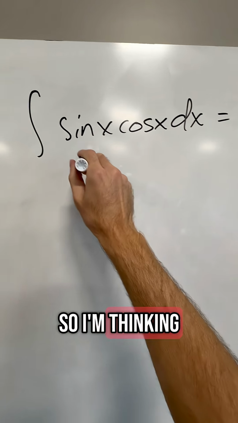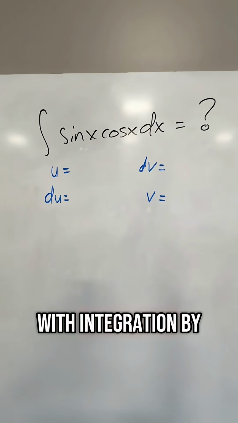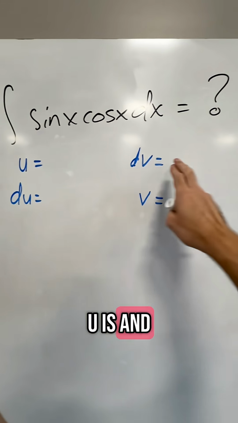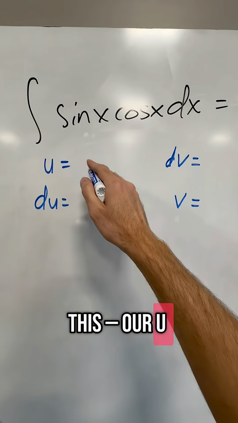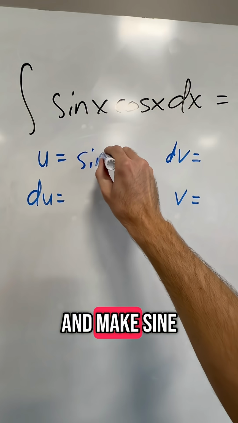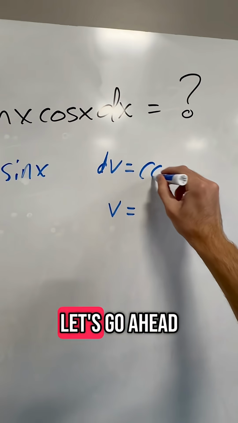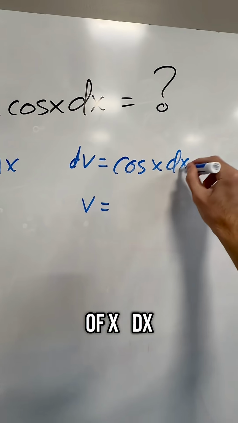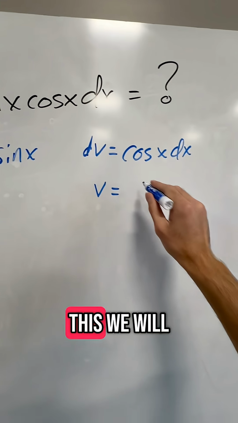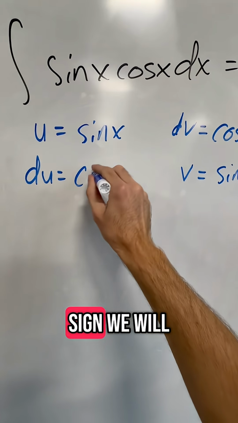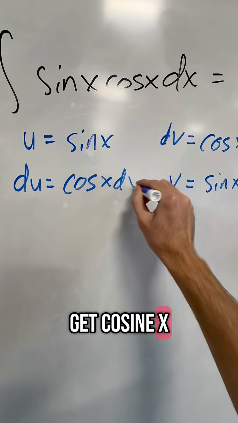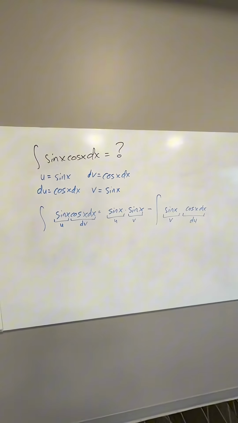So I'm thinking integration by parts. With integration by parts, we need to decide what our u is and what our dv is, and then get our resulting terms. So let's do this. Our u, let's go ahead and make sine of x. Our dv, let's go ahead and make cosine of x dx. If we integrate this, we would get sine for our v. If we differentiate sine, we would get cosine x dx for our du.